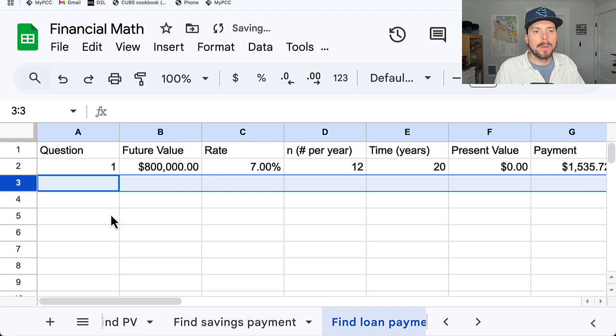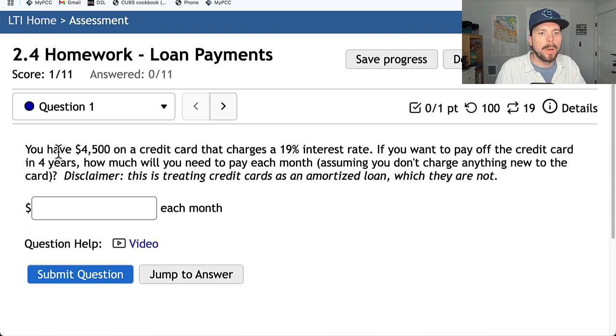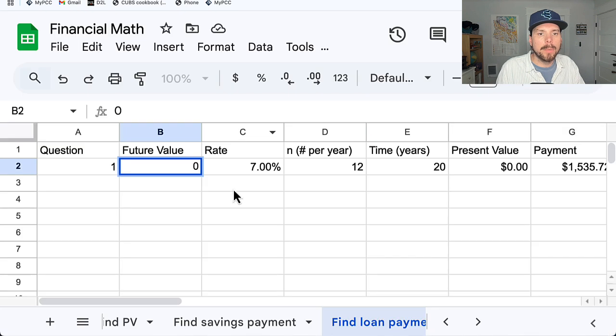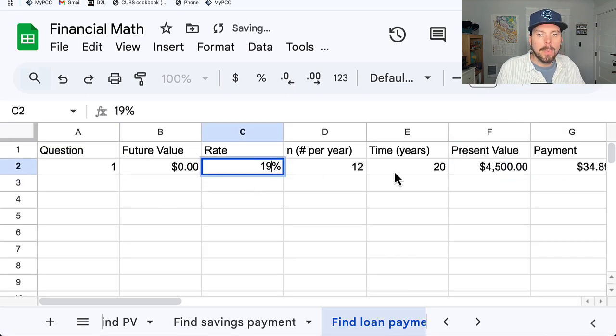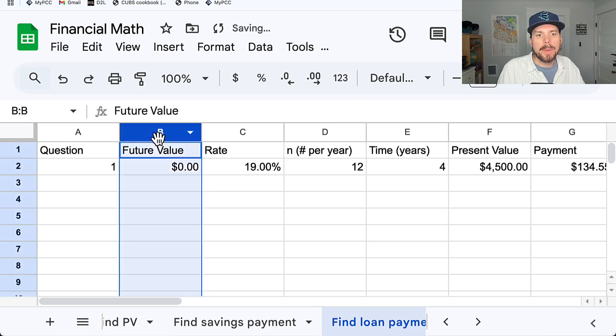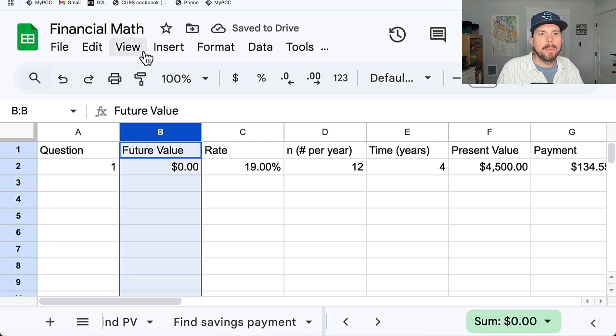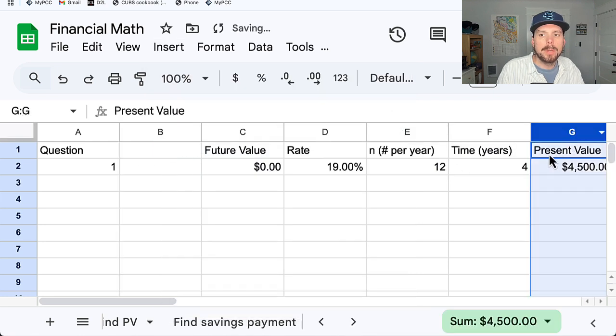I'll just start with one row at first. And here the big difference is future value is going to be 0. For example, looking at number 1, present value would be $4,500. I'll also put that 19% rate in there. It was monthly, I believe it was 4 years. Yes. So this future value is going to be 0. I'll leave it right there. I'm going to insert a column to the left of it though. And that's where I'm just going to move this present value over.